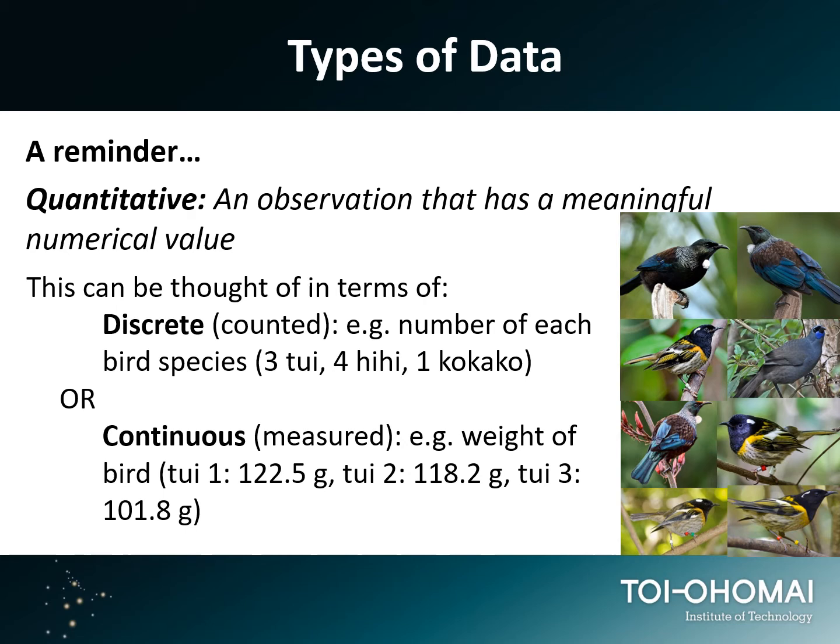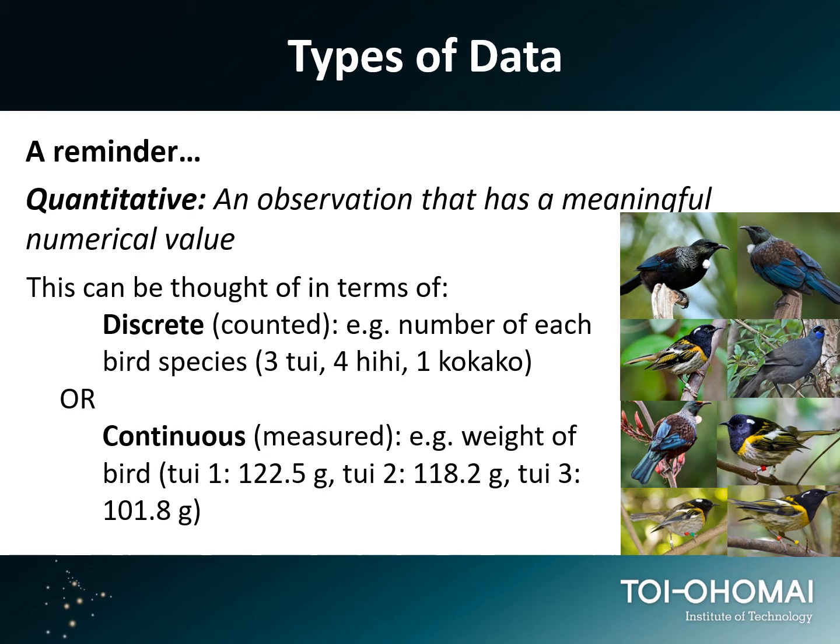We have discrete, which might be like tui versus hihi versus kokako, so that's the species, or it could be 1, 2, 3, 4, but you're probably not going to see 1.5 hihi. Well, and you can also have continuous, which is a different type of data where any particular measurement could fall anywhere within the range of the smallest to largest. So a tui could be 118.1, 118.2, 118.3, 118.33 grams, anywhere within the range of measurement.